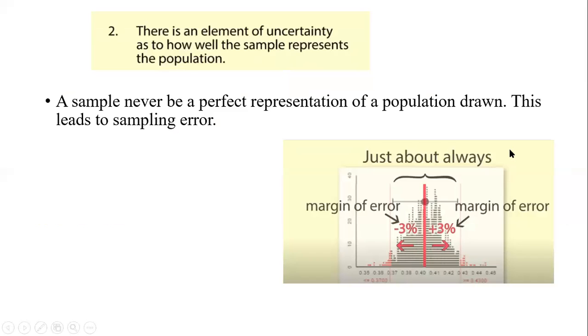Second, there is an element of uncertainty as to how well the sample represents the population. We can't always tell that the sample we obtain represents the results of the population clearly and accurately. So there will be an error. A sample will never be a perfect representation of a population. We just do an approximate calculation, right? So this leads to a sampling error.